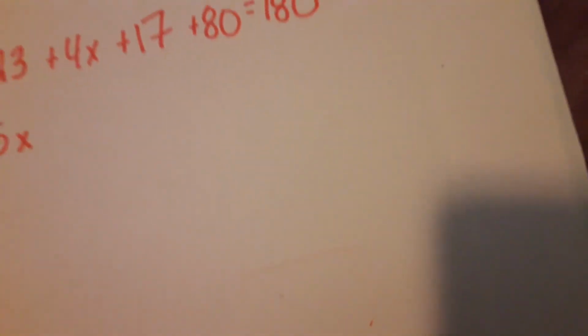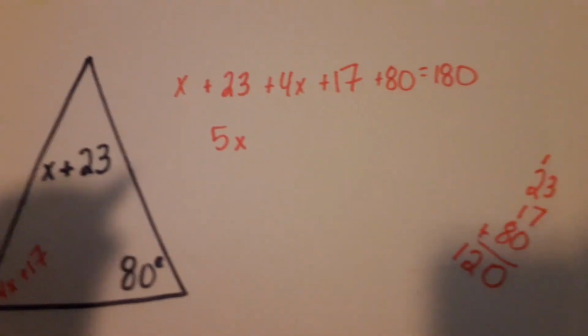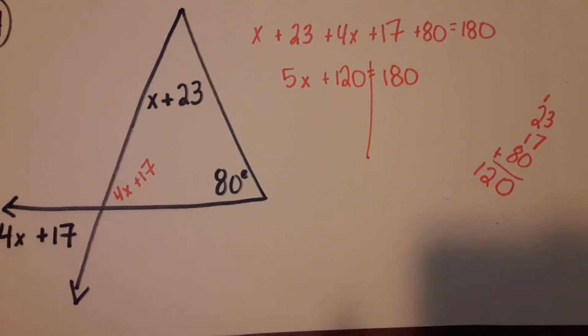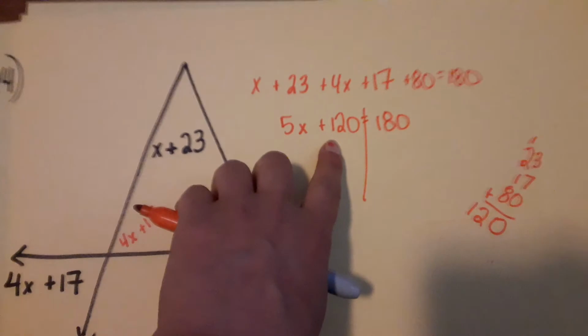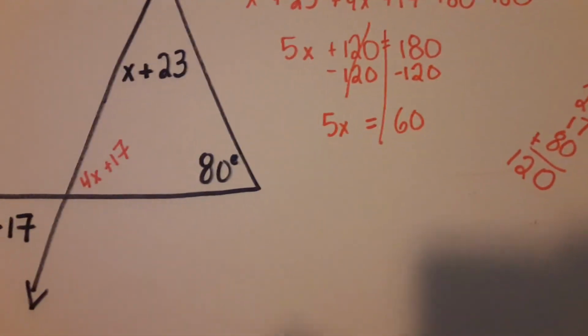23 plus 17 plus 80. I'll probably do it over here on the side. 23 plus 17 plus 80. I'm combining like terms. So 10. Oh, I get 120. So 5x plus 120 equals 180. Now we can start solving the equation. I want x, but they're adding 120. So what's the opposite or the inverse of add 120? Minus 120. Do it from both sides of the equation. I get 5x equal to 60.